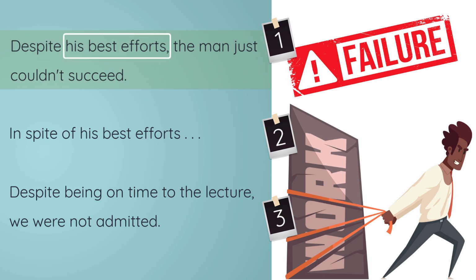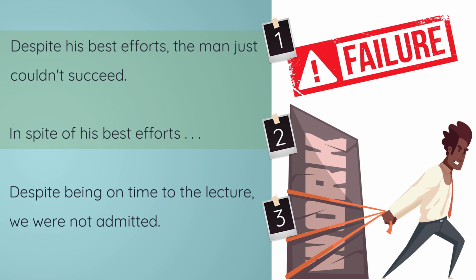Here, there is no verb, right? It's only a phrase. This is what we call a phrase. In spite of his best efforts, the man just couldn't succeed. Exactly the same meaning, okay? Just one expression versus the other.